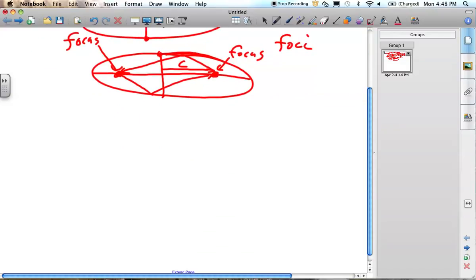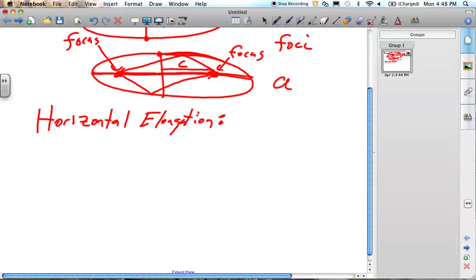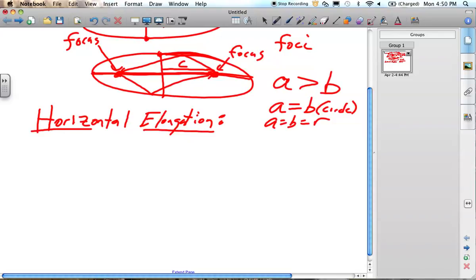All right, there's our basic vocabulary. Equations for ellipses. I've got a horizontal elongation. In other words, my major axis is horizontal. Oh, by the way, A is always bigger than B, because A is your major axis. Now, if A equals B, you've got a circle. A equals B equals the radius. Okay. Anyway, for horizontal elongation.